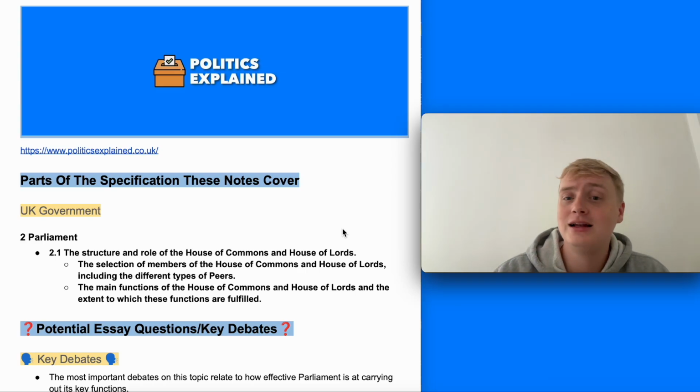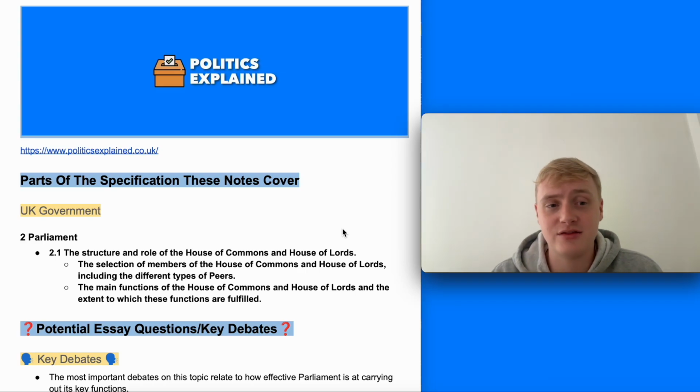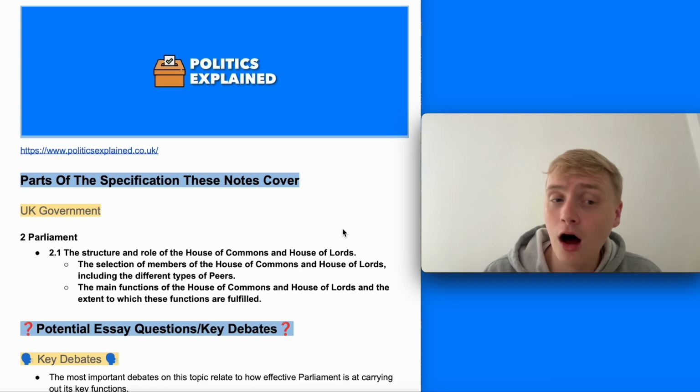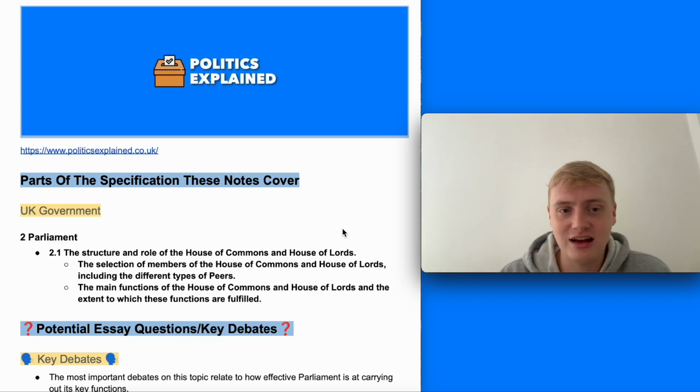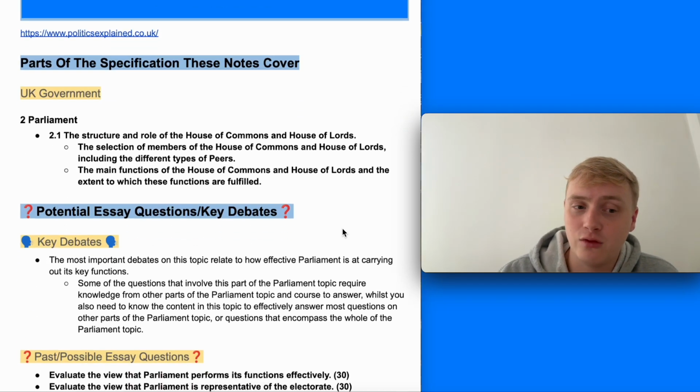Without further ado, let's get into it. So starting off looking at the parts of the specification, this is of course part of the Parliament subtopic, and we're going to look at the selection of members of the House of Commons and Lords, including the different types of peers and the main functions of the Commons and Lords and the extent to which they're fulfilled.